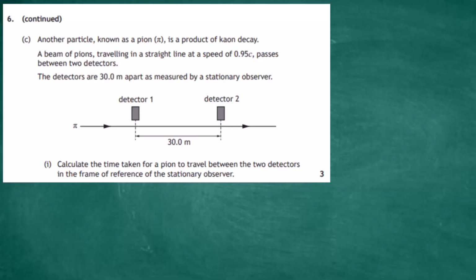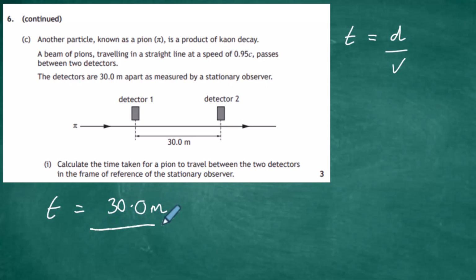Well, the station observer sees the distance between the detectors as 30 metres and measures the speed as 0.95 c for the pions. So therefore, we just go back to a simple little formula to work out the time of an object which passes a distance, and time is going to be distance divided by the speed at which it's travelling. So we just need to plug in the numbers for this one. So we'll come down here and say that time t is equal to the distance, which is going to be 30.0 metres.